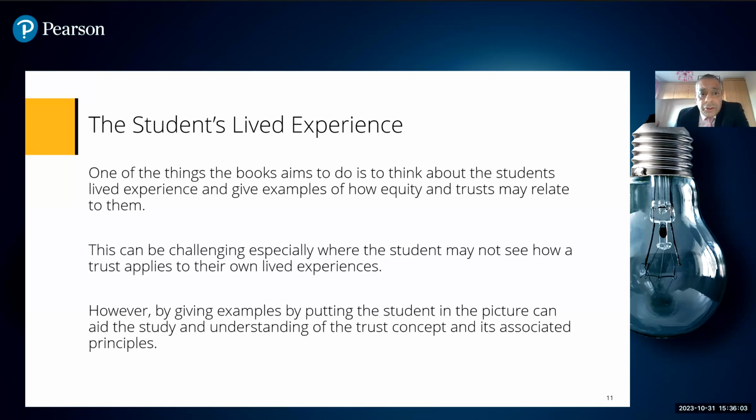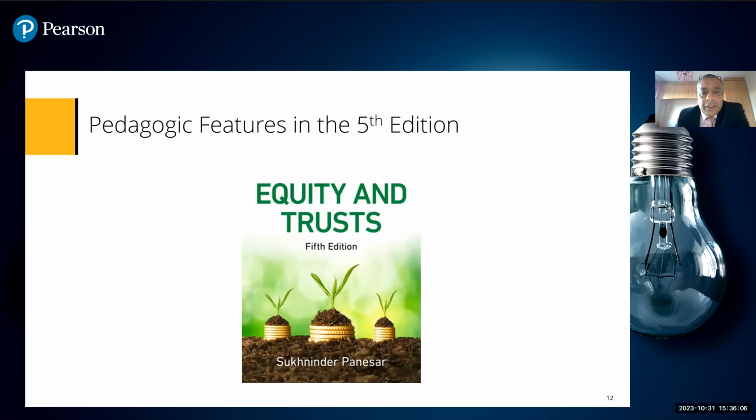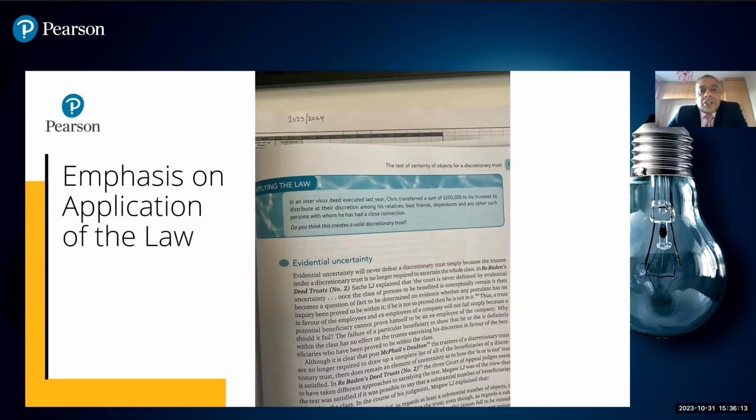And then we move on to the next important feature in the 5th edition of Revel online, which is emphasis on application of the law. And I think this again is a really crucial feature of the book. So what we're doing with emphasis on application of the law is, as well as having set the scene at the outset of the chapter, throughout the chapter I am asking questions to the students. Because before I talk about a particular rule of equity, I need to tell my students why I am going to teach them this rule. I'm not going to teach this rule with no context.